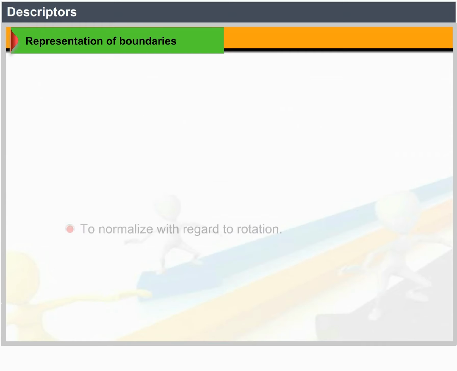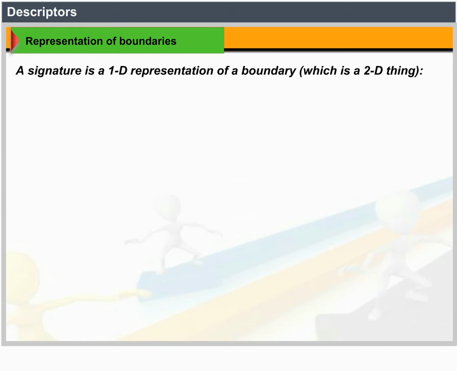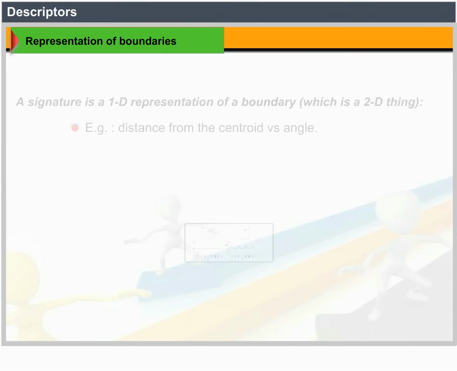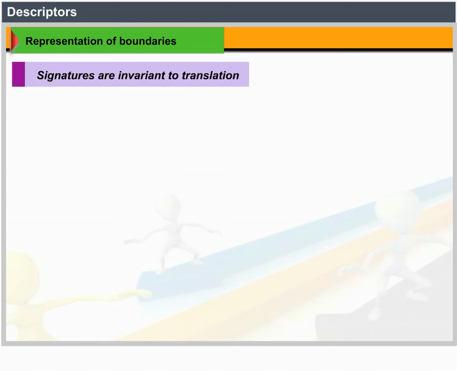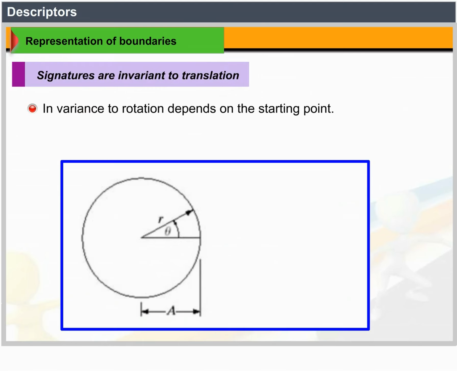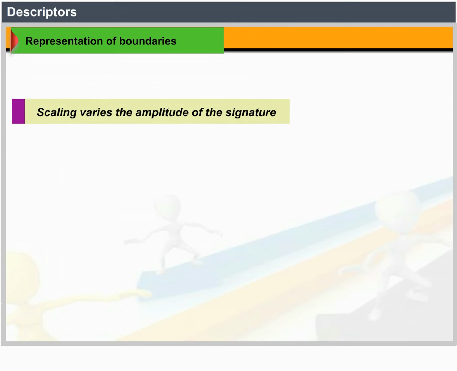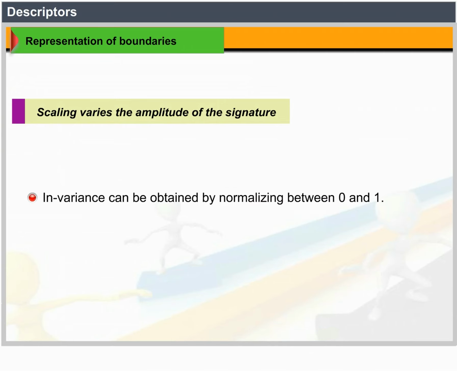A signature is a 1D representation of a boundary, which is a 2D thing. It should be easier to describe. For example, distance from the centroid versus angle. Signatures are invariant to translation. Invariance to rotation depends on the starting point, which could be the one farthest from the centroid. Scaling varies the amplitude of the signature. Invariance can be obtained by normalizing between 0 and 1, by dividing by the variance of the signature.